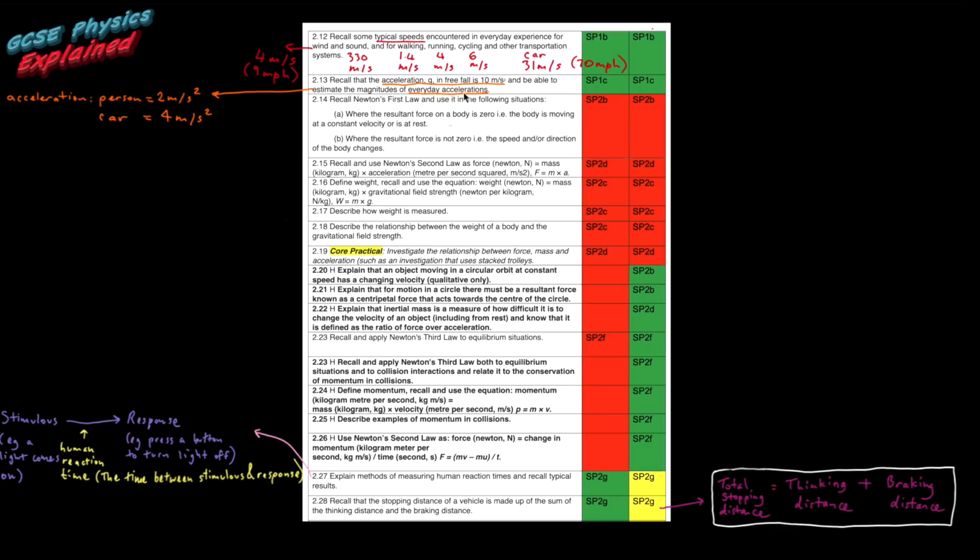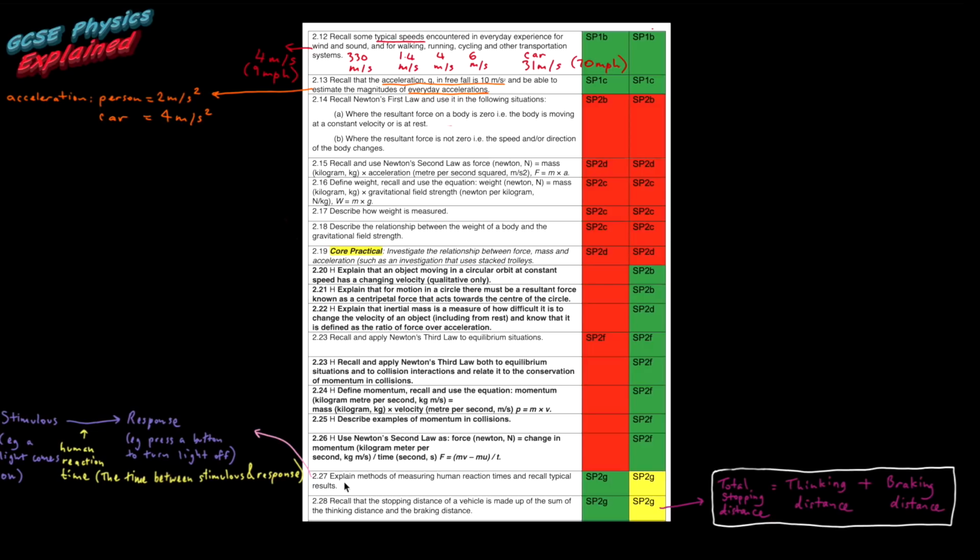And some other everyday accelerations. So the acceleration of a person could be 2 meters per second squared, or the acceleration of a car could be 4 meters per second squared. That's not a sports car. We don't need to bother learning any of this stuff here.